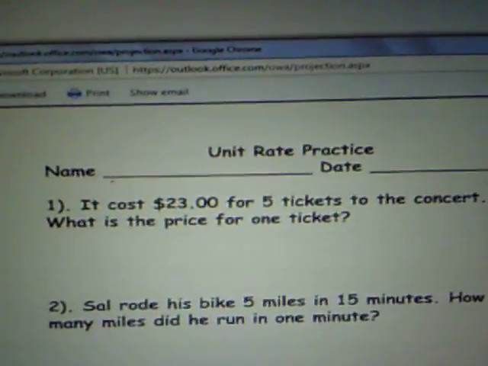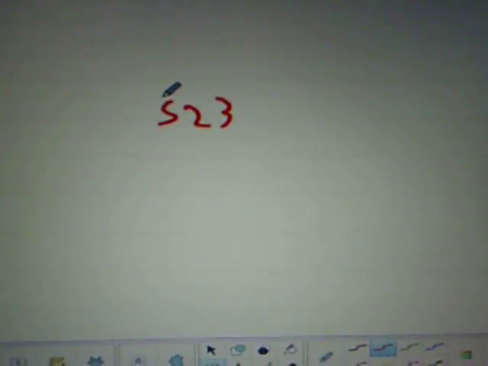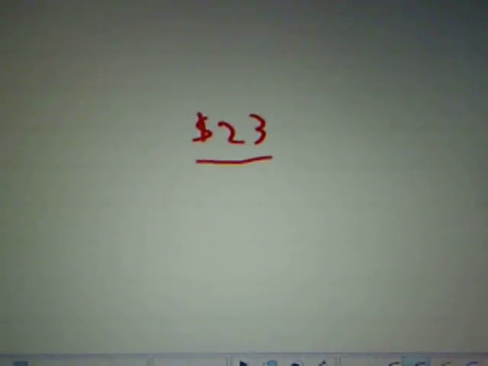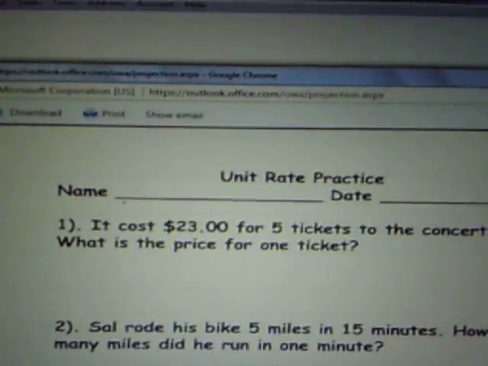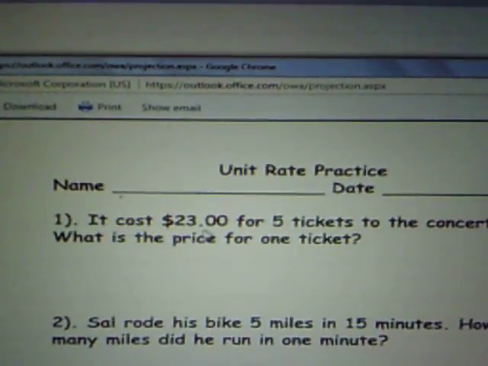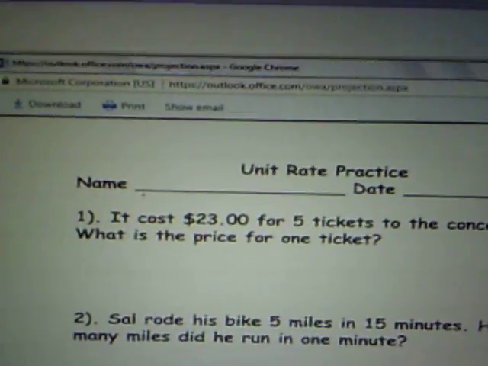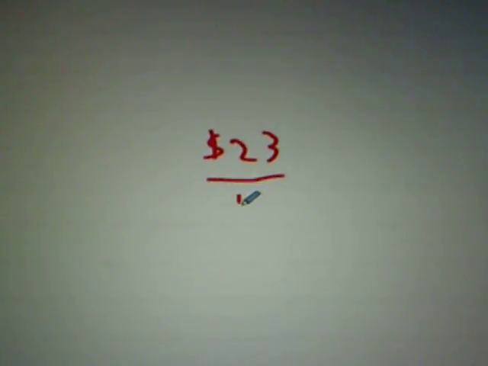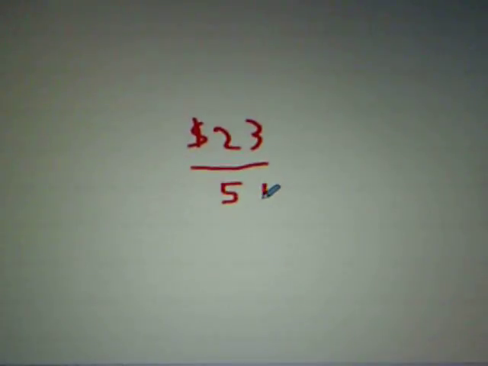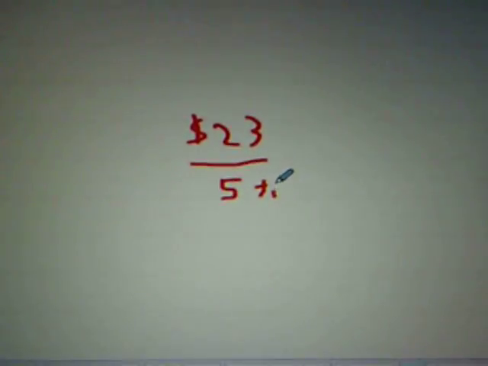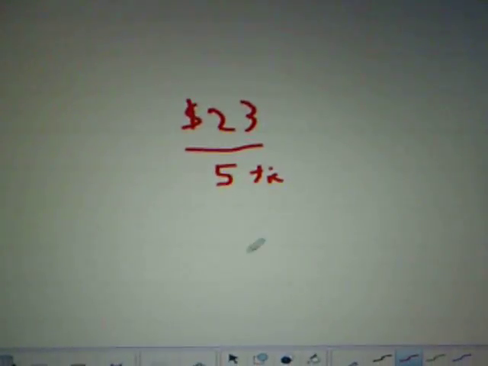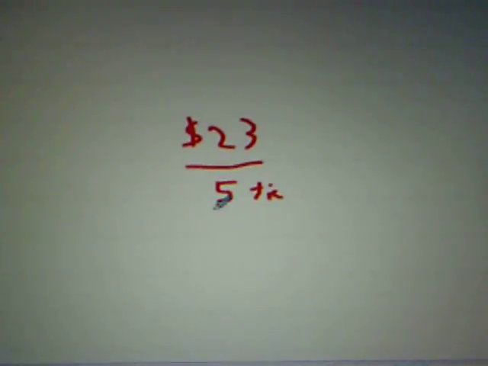So, we can start out by making a ratio. $23 for 5 tickets. So that's our starting ratio. 23, and I use my dollar sign, for 5. I'm just going to put TIC for tickets. $23 for 5 tickets.